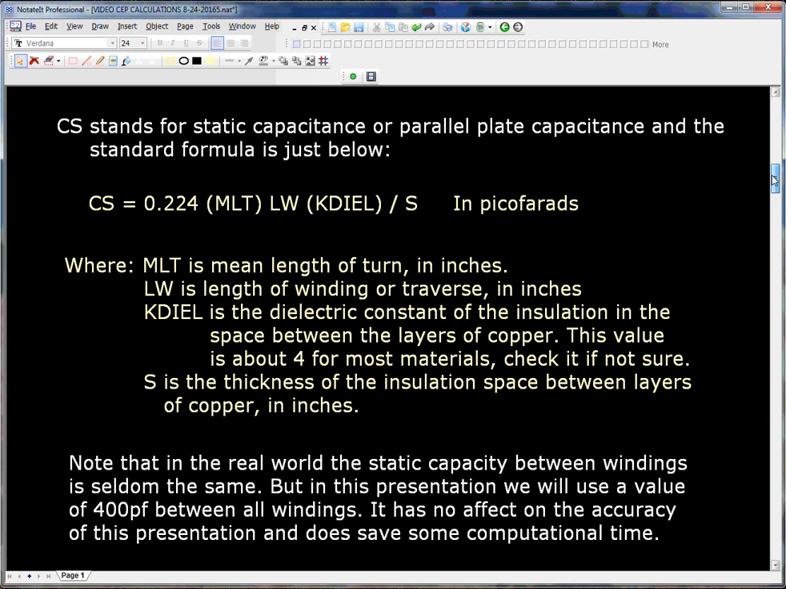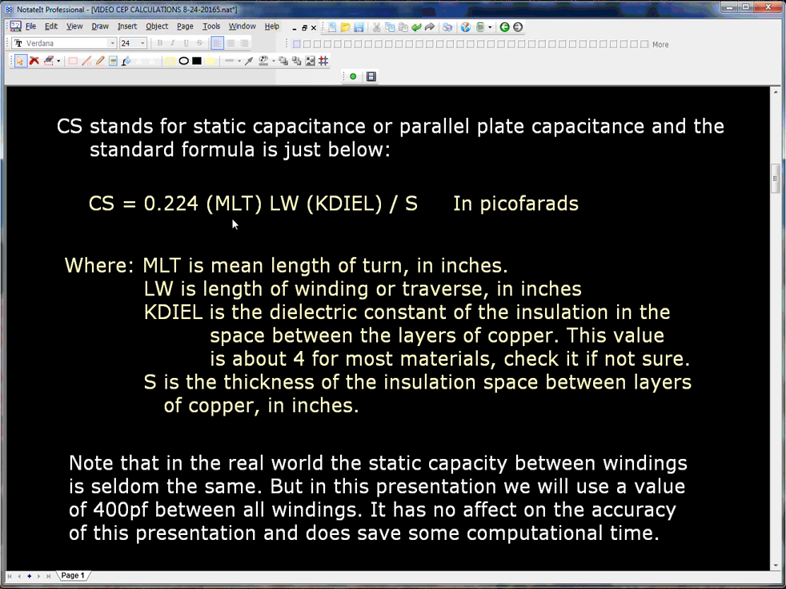I'm going to give you one more equation, but we're not going to be using it, but you will use it when you design an actual transformer. Explain that just a moment. CS stands for static capacitance or parallel plate capacitance, and the standard formula is just below. It's right here.